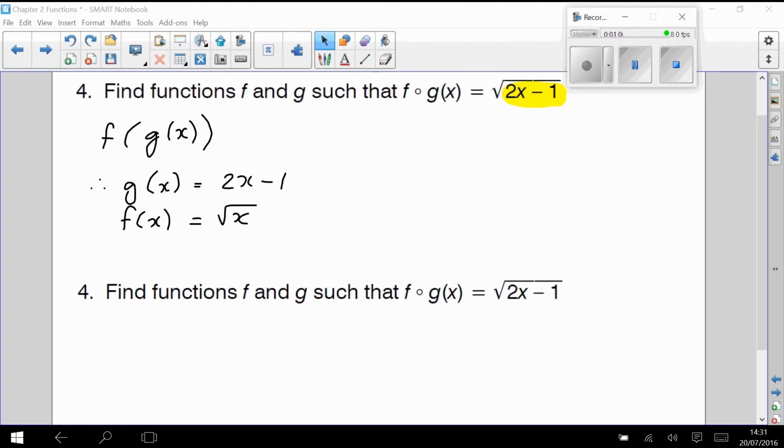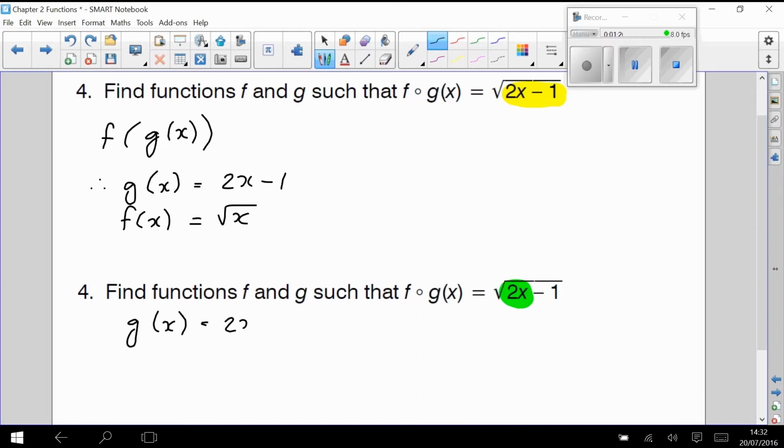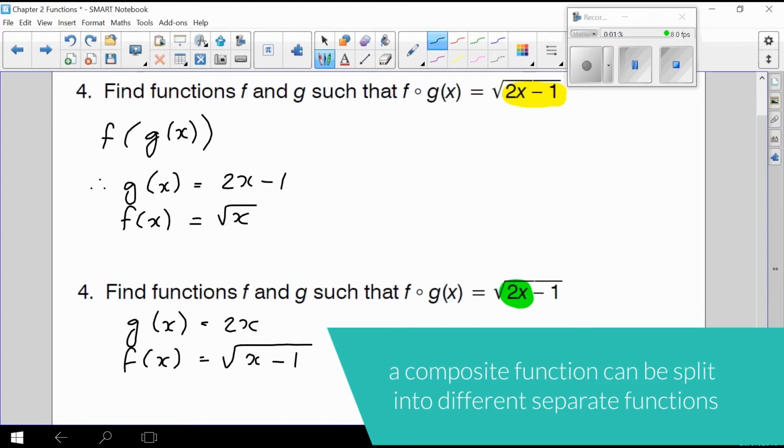But please note that this is only one option that I could have had, because what if I had told you in this case that g of x had been 2x? I could then have had two different functions that would have made up this composite function. If g of x had been 2x, then your f of x would have been equal to the root of x minus 1. So you can see that when I give you a composite function and I ask you to split it up into smaller functions, there is not necessarily only one solution.